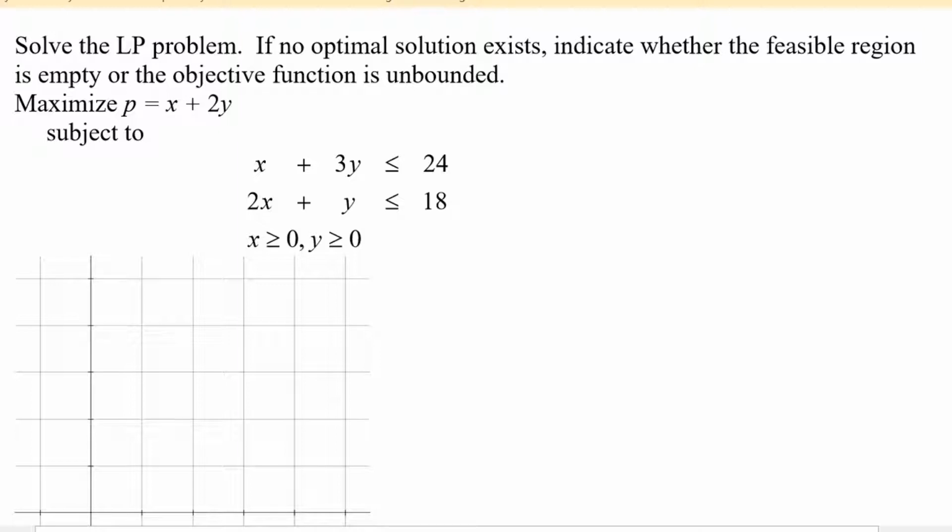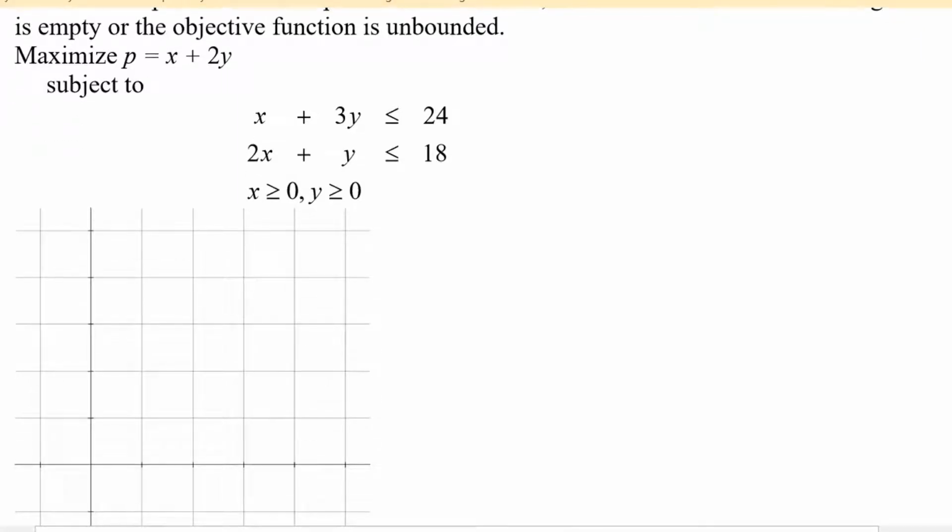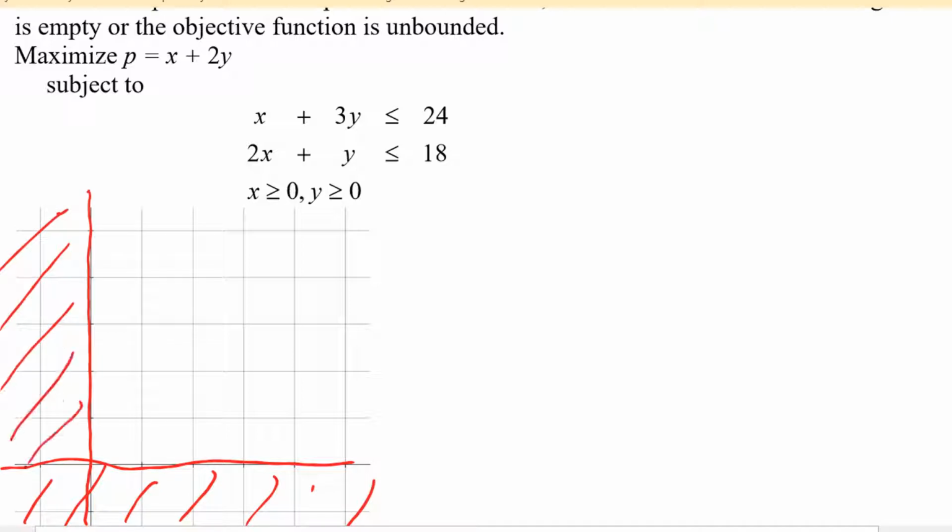So the first step is to graph the feasible region. So one, I have the non-negativity constraints. So right away, I know my solution has to be in the first quadrant. So I'm just going to cross out everything that's not in the first quadrant. Now, notice I don't have any labels on the x or y axis. That's because I want to figure out first what the x and y intercepts of each of the lines are before I decide on a scale.